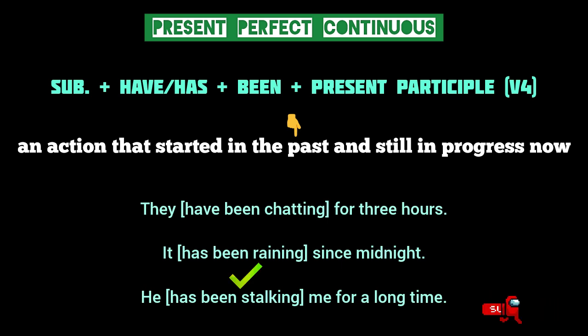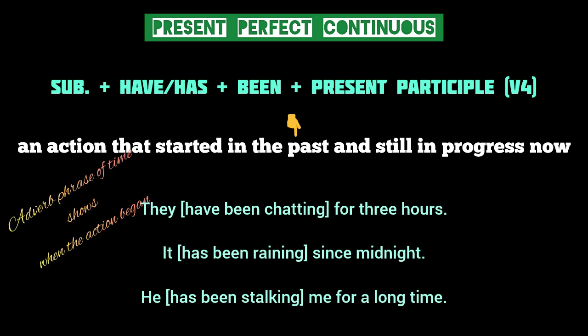Stalking means following with an evil intention. We know that the verb had been stalking is in present perfect continuous tense. And the adverbial phrase for a long time also indicates that he started stalking me a long time ago and is still stalking me. He hasn't yet stopped. But please do note that the present perfect continuous tense is always followed by an adverbial phrase of time. That shows how long the action has already continued or when it began.